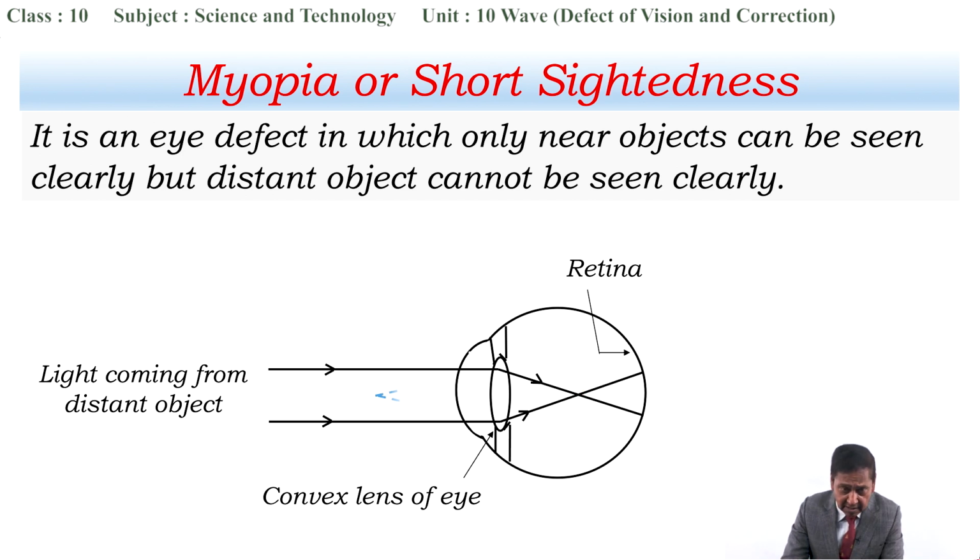But in this defect, the light rays coming from the near object can be seen. Look at this, the light rays coming from the near object are focused on the retina. A near object can be seen, a distant object cannot be seen. This is the diagrammatic representation of what? Myopia or short-sightedness. It's very simple, clear.